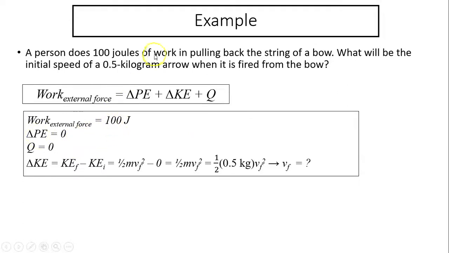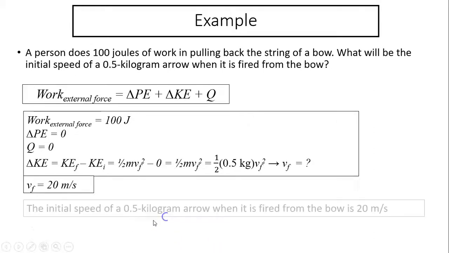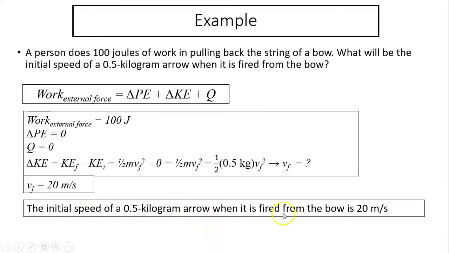So the work done by the external force, by you, is 100 joules. There is no change in potential. There is no Q. KE is final minus initial. Final is 1/2 mv squared minus 0, so this is just 1/2 mv squared, which equals 1/2 times 0.5 times vf squared. The question is, what is vf equal to? So 100 equals 1/2 times 0.5 times vf squared, and you should have vf equals 20 meters per second. That is the speed of the arrow when the bow is released.